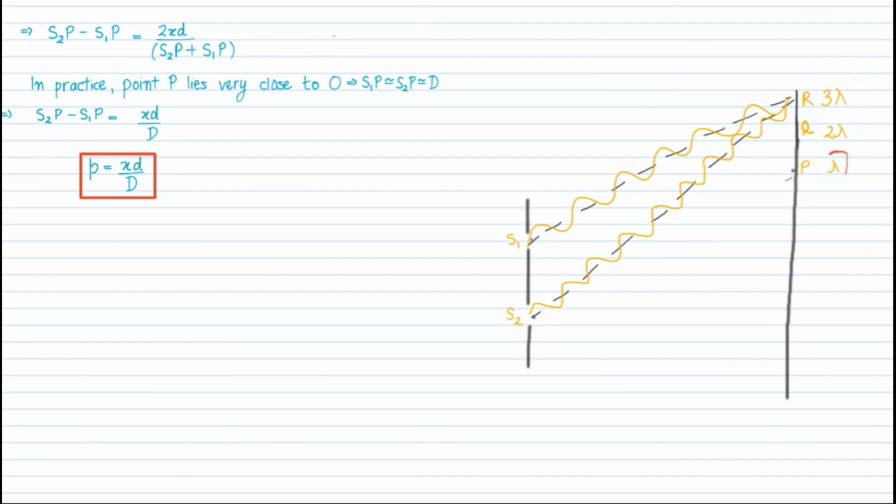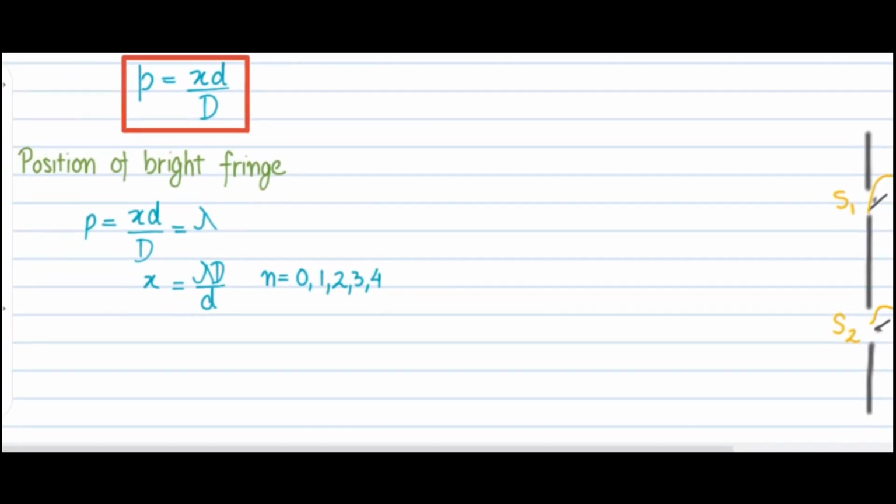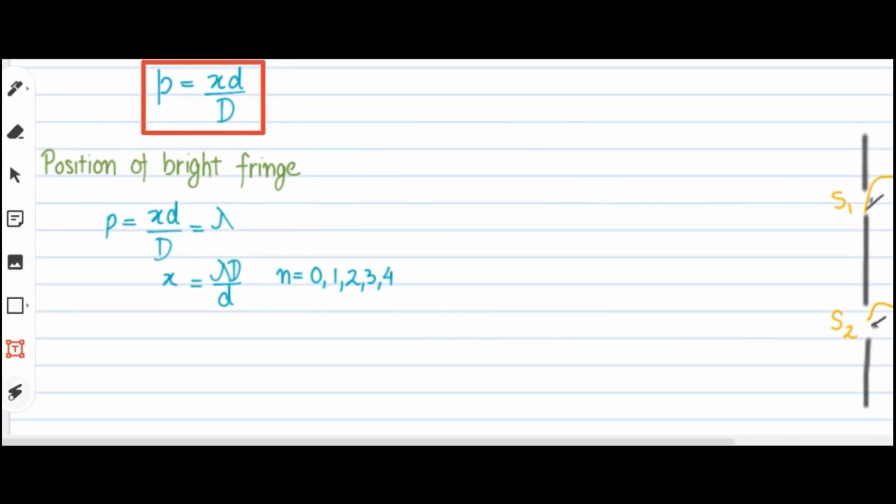Whenever you have a phase difference of lambda or a multiple of lambda, in that case, what kind of interference will you see on the screen? You will see a bright fringe. So for now, the position of the bright fringe.